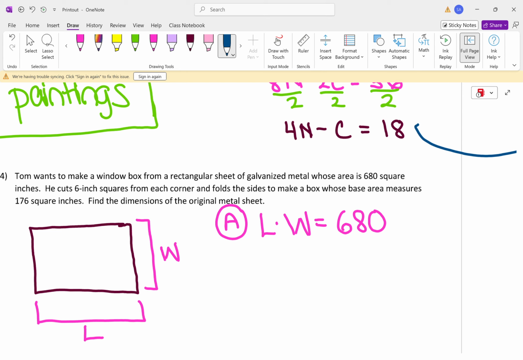So now what's happening is Tom is now going to cut 6-inch squares from each corner. And what do we know about all the sides of a square? They're all the same.